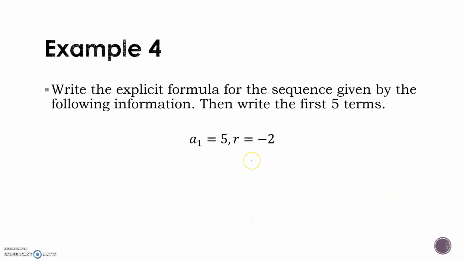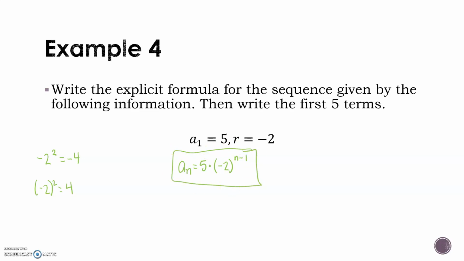Write the explicit formula for the sequence given by the following information, then write the first 5 terms. So here, they're not even giving us a sequence necessarily. They're giving us a sub 1, they're giving us r, saying write a formula. So a sub n would equal 5 times (-2) to the n minus 1. Again, those parentheses are an essential part, because if I raise -2 squared without them, that's -4. But if I do it in parentheses, it's +4. So the parentheses matter.